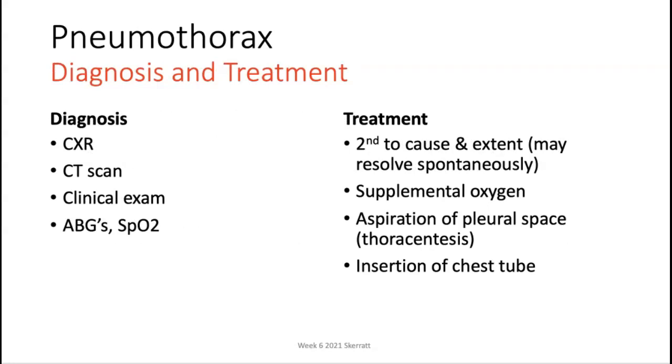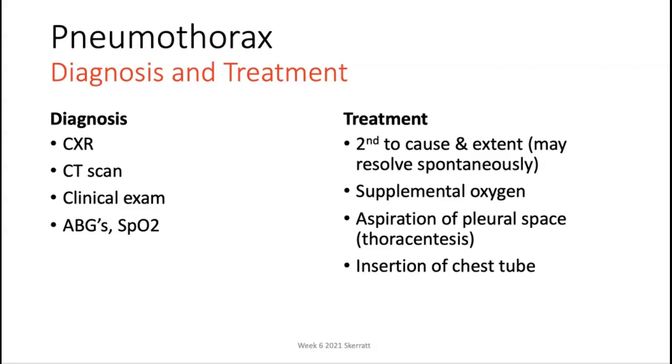So how do you diagnose it? You can listen to the lungs and you can definitely hear decreased air entry, but you diagnose it first with chest x-ray, plus or minus a CAT scan, your clinical exam, ABGs, and your saturation. And the treatment is secondary to the cause and the extent.